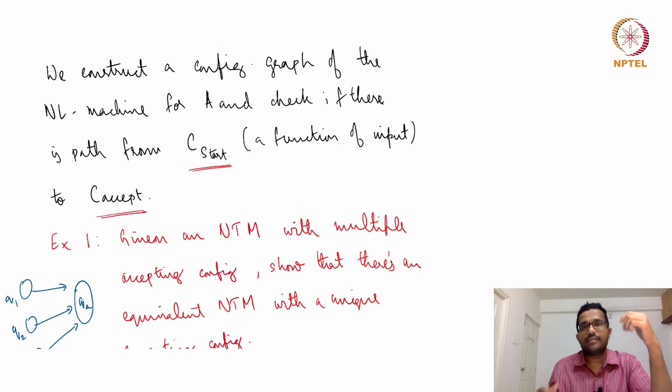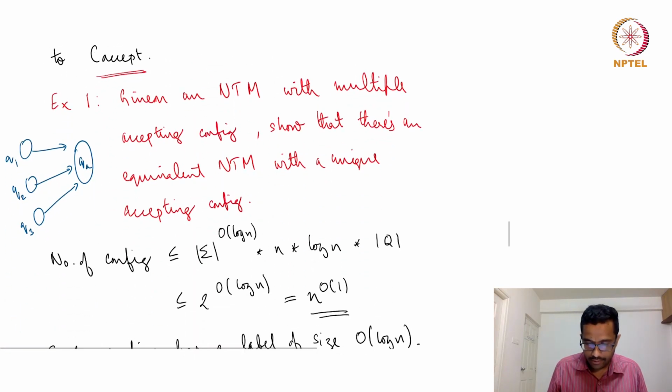Now in this modified setup, all we need to do is check whether there is a path from the starting configuration to the accepting configuration. The starting configuration depends on the input. For a different input, we'll have a different configuration, obviously, because the tape contents will be different. The tape content at the start contains the input.